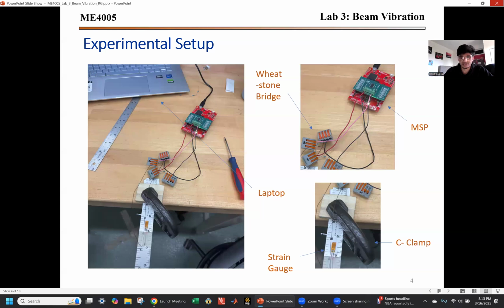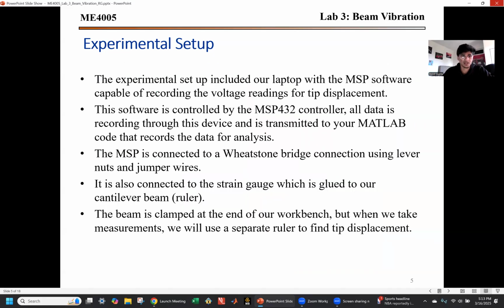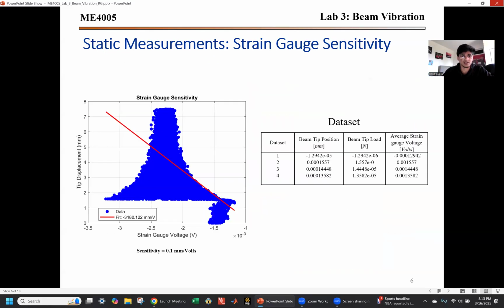Experimental setup, as you can see here, starts with my laptop connected to the MSP via the USB connection. The MSP is then connected to the Wheatstone bridge, which you can see there in the picture. The Wheatstone bridge is then connected to the strain gauge, which is glued to the top of our ruler, which is acting as our cantilever beam. It is fixed with a C-clamp. The setup is like I just said.